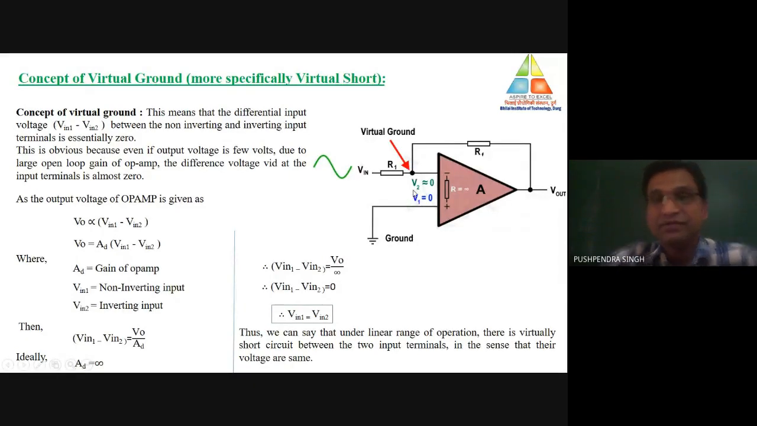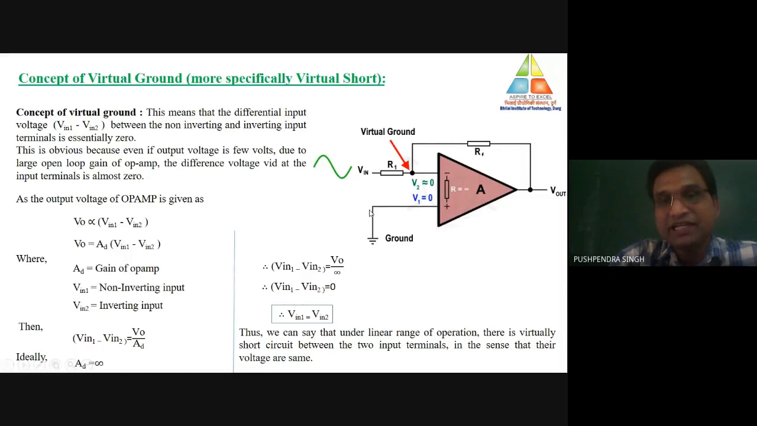So that is the concept of virtual ground. But suppose some voltage is present, then what is the value of this terminal voltage? That voltage must be equal to the voltage which is applied over here. That will not be 0. That's why I told you, it's a concept of virtual ground. Whenever the non-inverting terminal is connected to ground, that is called the concept of virtual ground.